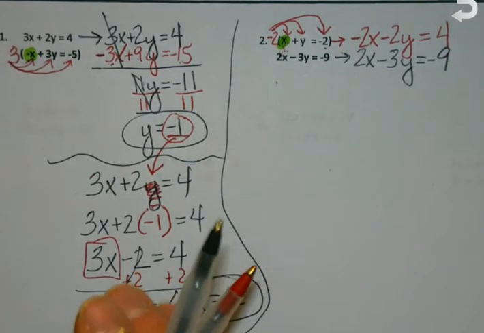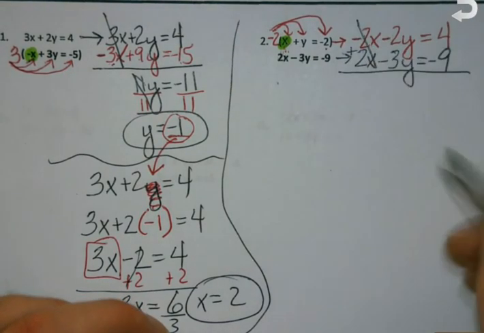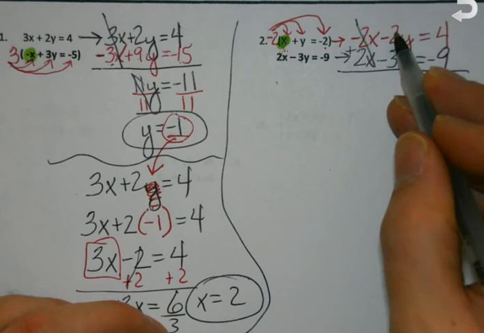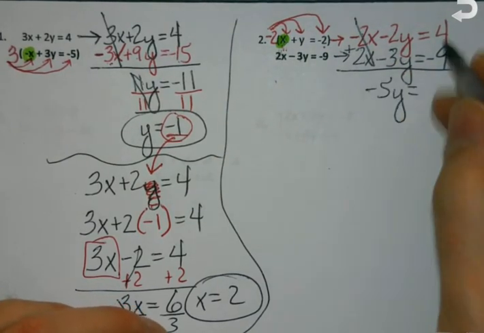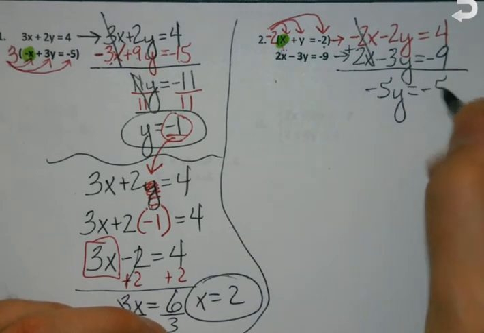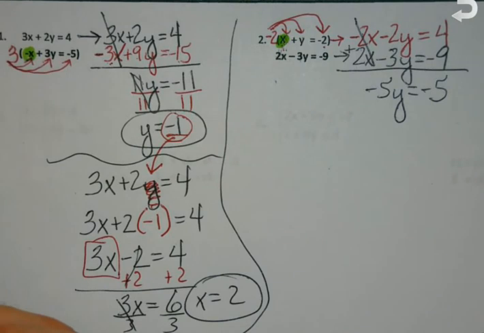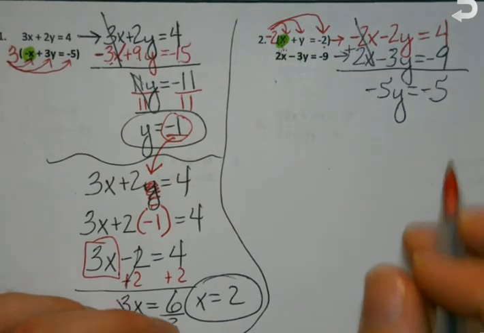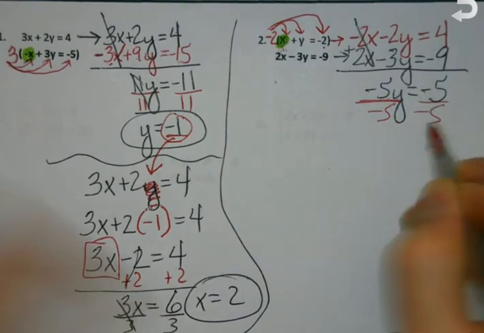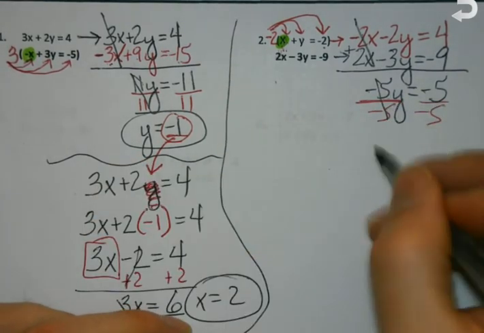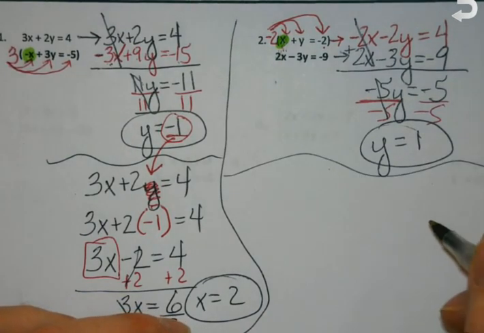And now it's just like yesterday. Because now I can add down: 2 plus 2, see you later. Negative 2 plus negative 3 is negative 5. 4 plus negative 9 is negative 5. And what's my one step to get y alone? Divide. Get my y and then just plug that bugger in.